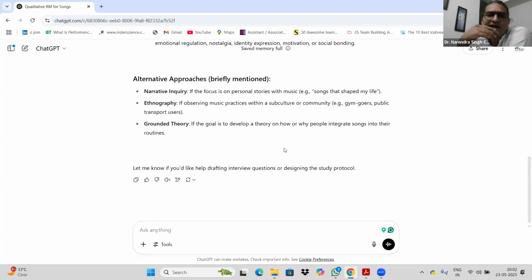I can go for narrative inquiry, which means I can focus on personal stories. I can go for ethnography. That means somebody likes Carnatic music, some like Sufi, some like Ghazal. So observing music practices within a subculture or community, for example, gym goers, public transport users. So see, these are different things. Grounded theory, if the goal is to develop a theory on how or why people integrate songs into their routines, I can go for it.